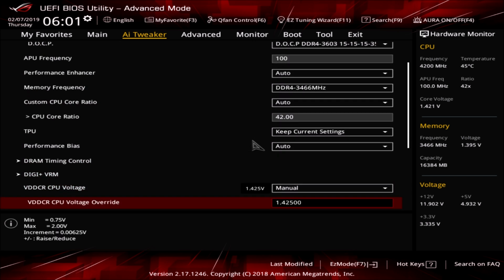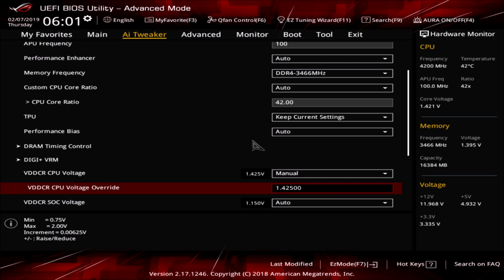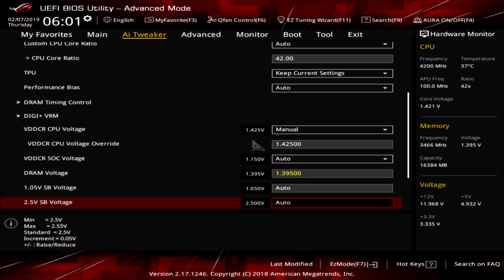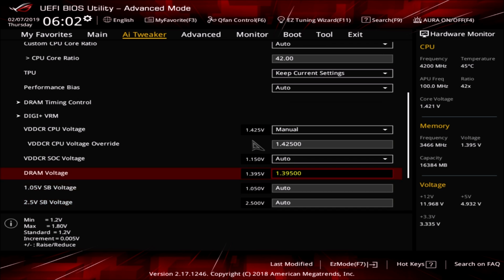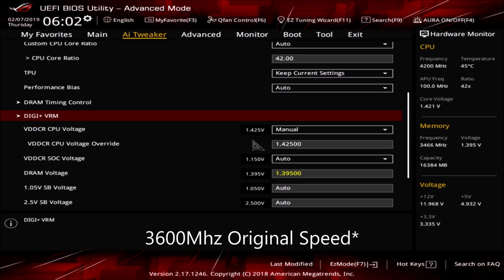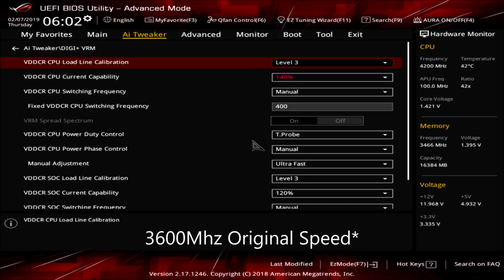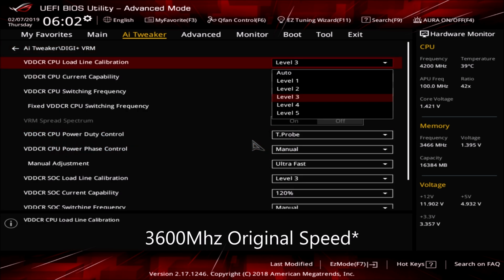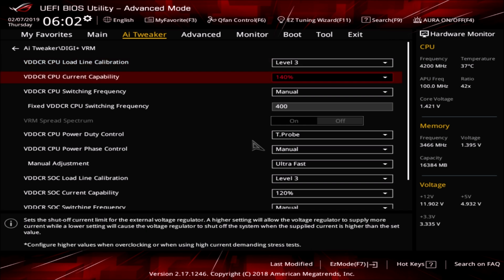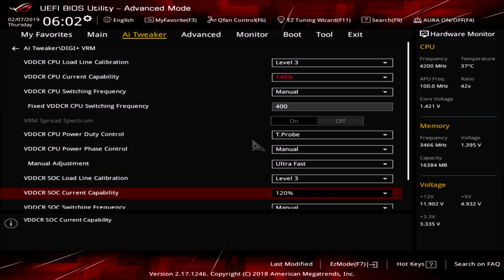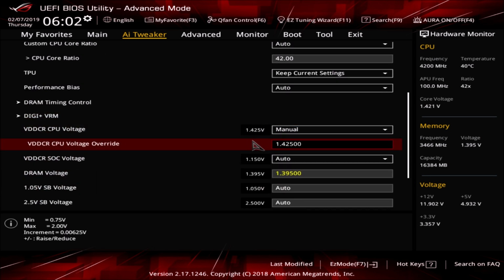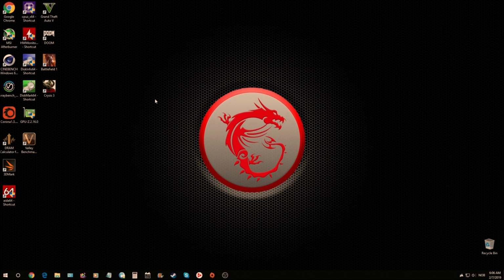So I'm going to show you here the voltages that I use for my CPU. As you can tell, I went with 1.425 volts for maintaining that 4.2 gigahertz overclock, and 1.395 volts on the memory. This is actually a 3600 megahertz XMP profile kit that I got for the sole purpose of tightening up the timings and the sub timings on the memory, which is important for Ryzen CPUs.